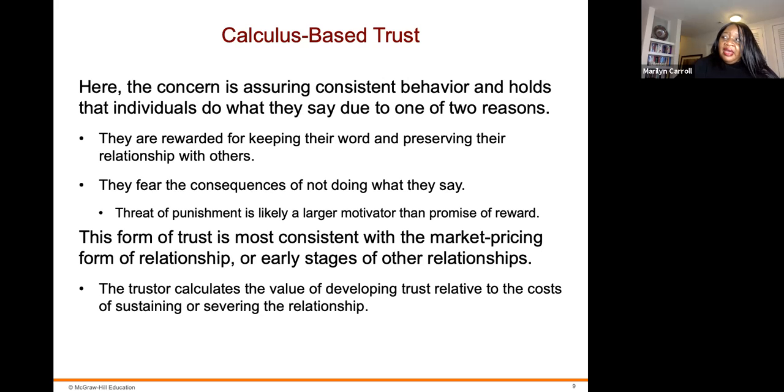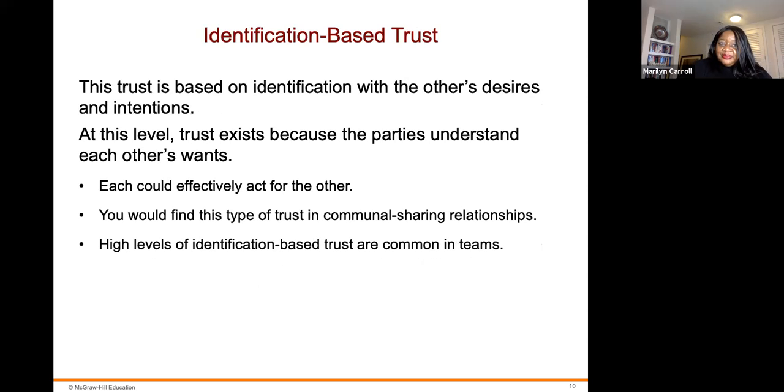So I know with me, I have to come through on what I say I'm going to do, because if I don't come through with the promise I made, that's much worse than the performance I had. This form of trust is most consistent with the market pricing form of relationships and or early stages of other relationships that one may have. The truster calculates the value of developing trust relative to the cost of sustaining or severing the relationship.